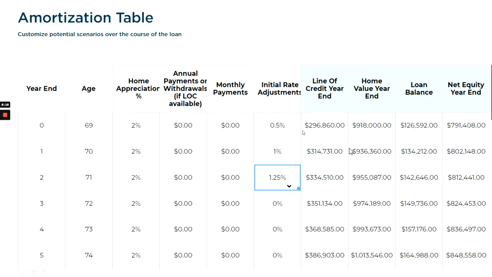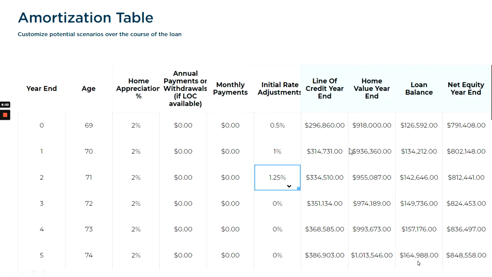So your balance on the line of credit that has not been used has grown to $296,860. And at the end of year 5, it has grown to $386,903. This is based off your initial rate of 4.86, and I bumped it 1.25%. So you'd be right about 6% here in year number 5.